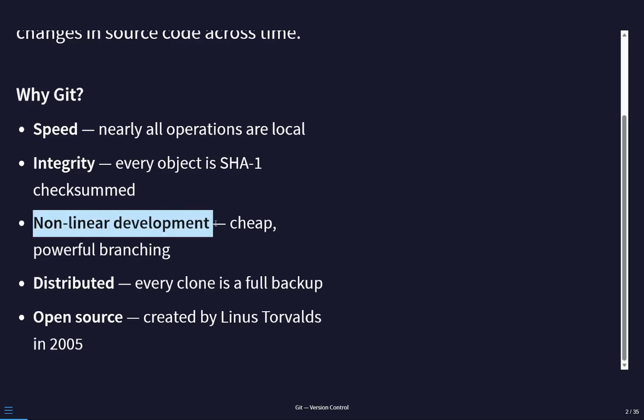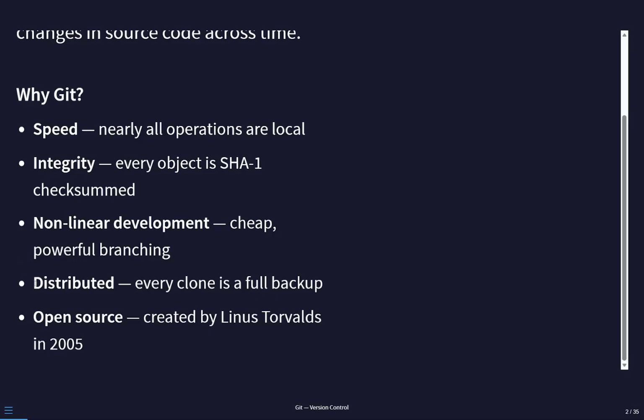Nonlinear development. Branching in Git is so lightweight and fast that you can create a new branch, experiment, throw it away, and start a new one in seconds. This encourages a style of development that would be painfully slow in older systems. Distributed. Every developer who clones a repository has the full history. Every clone is a complete backup.